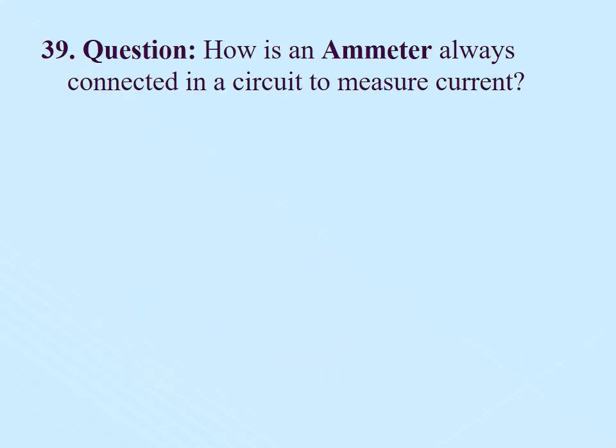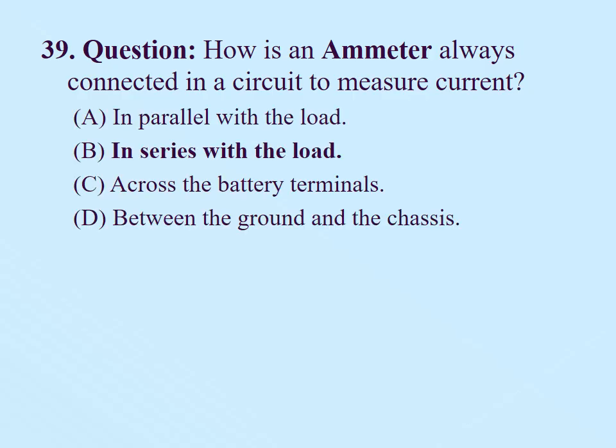Next question. How is an ammeter always connected in a circuit to measure current? Option A, in parallel with the load. Option B, in series with the load. Option C, across the battery terminals. Option D, between the ground and the chassis. Answer is option B, in series with the load.